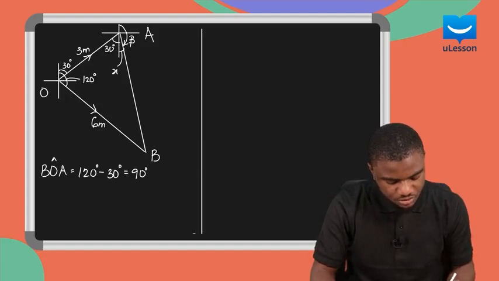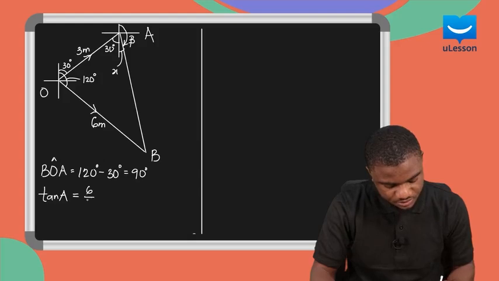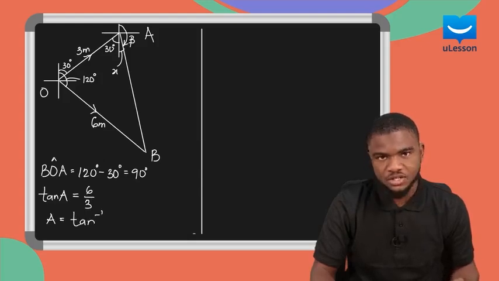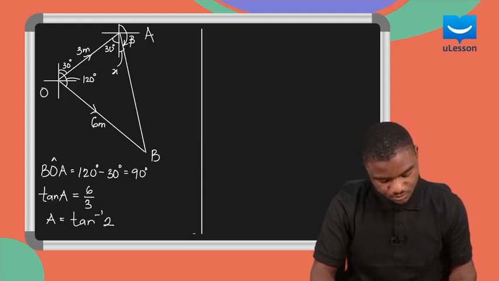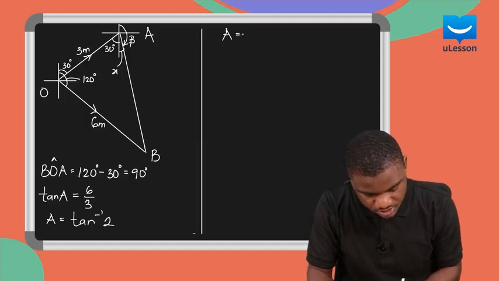Since this is a right angle triangle, the angle A can be obtained by taking tan A, which is equal to 6 over 3, and A is equal to the tan inverse of 6 over 3, which is 2. And therefore, angle A is equal to 63.43 degrees.